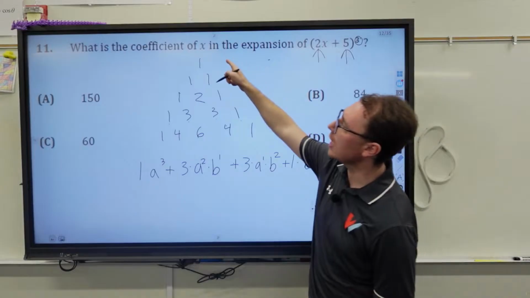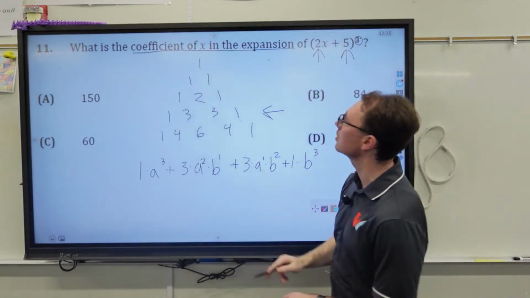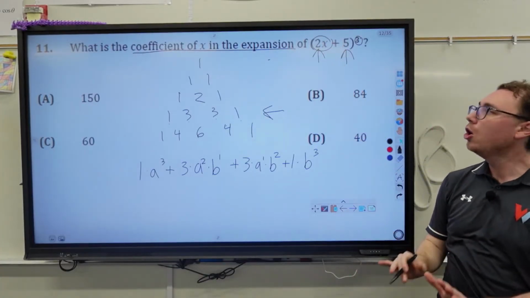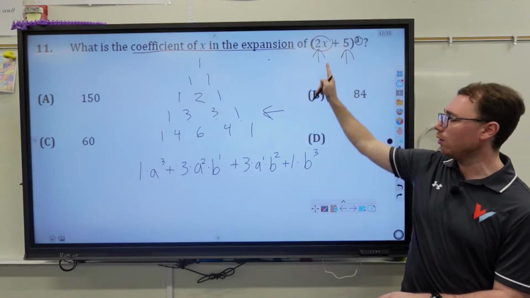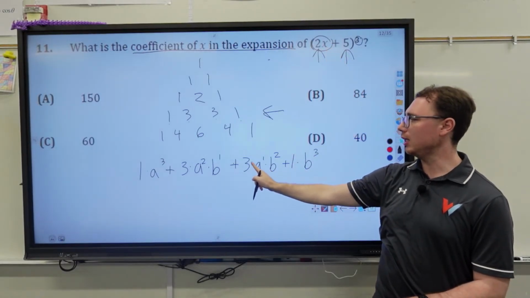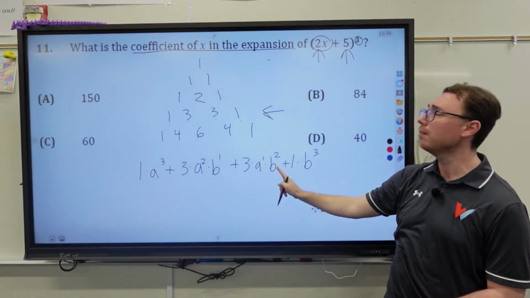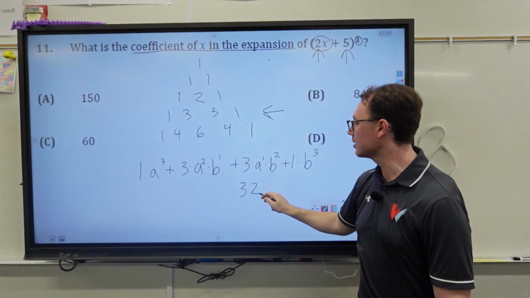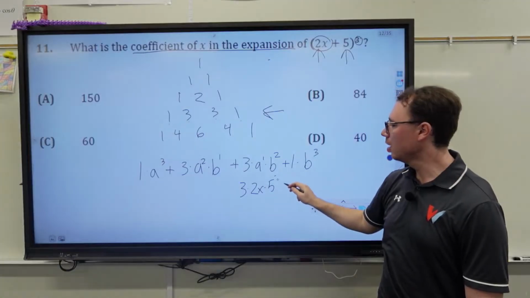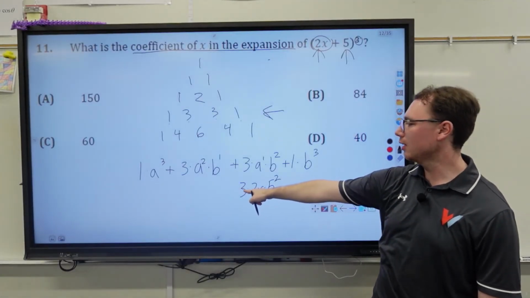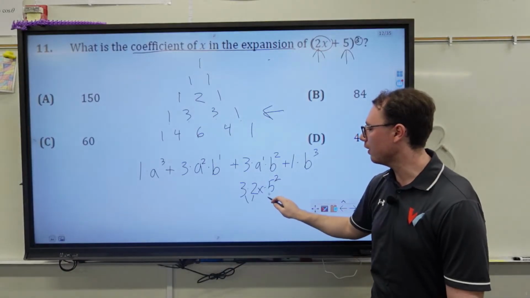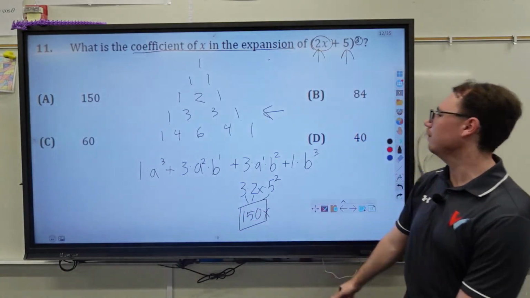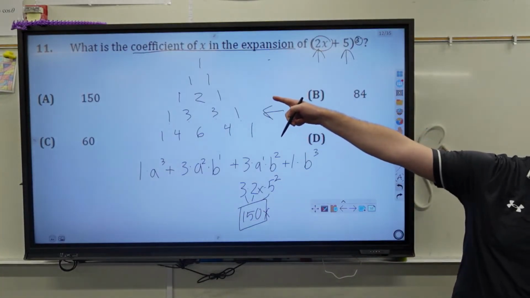In this case here, we're just asked to find the coefficient of x for this first problem here. We know that since this term here is a, we want to find when x is going to be by itself. That's going to be in this case here, where it's going to be 3 times a to the first power times b squared. B squared here is going to be 5 squared. So it's 3 times 2x times 5 squared. 5 squared is 25, times 2 is 50, times 3 is going to be 150. So all of these values here create 150x, making our coefficient 150, which is our value a for 11, 100% right.